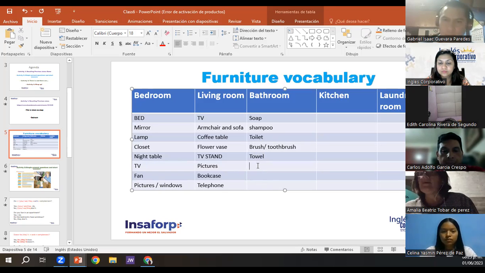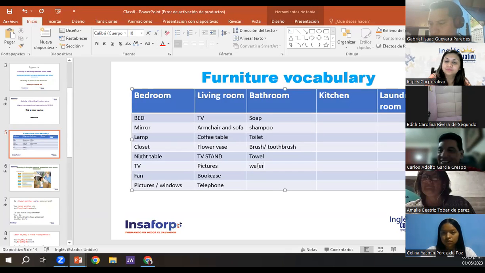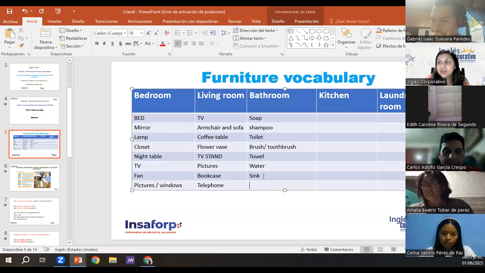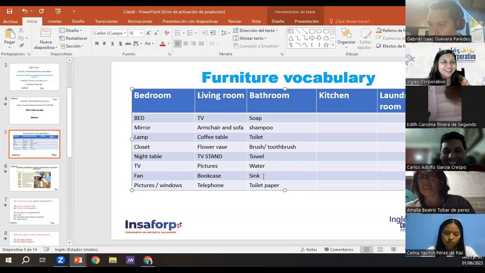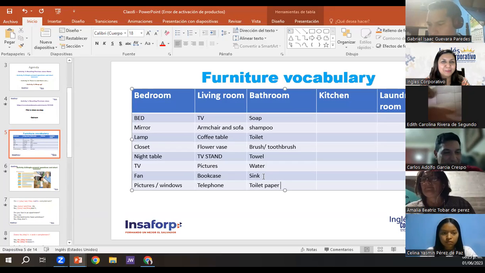The principal, water. You need water. What else? The sink. The sink. And the toilet paper. That is very important. Don't forget the toilet paper. Okay, toilet paper, it's important.